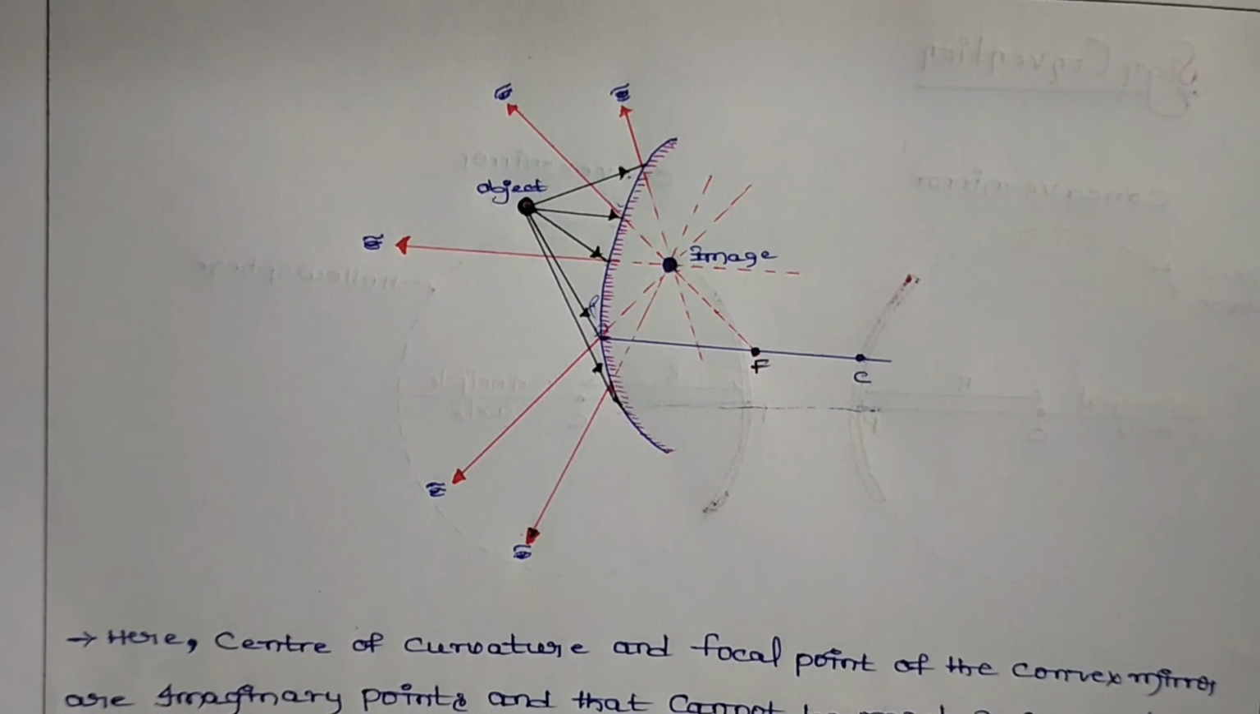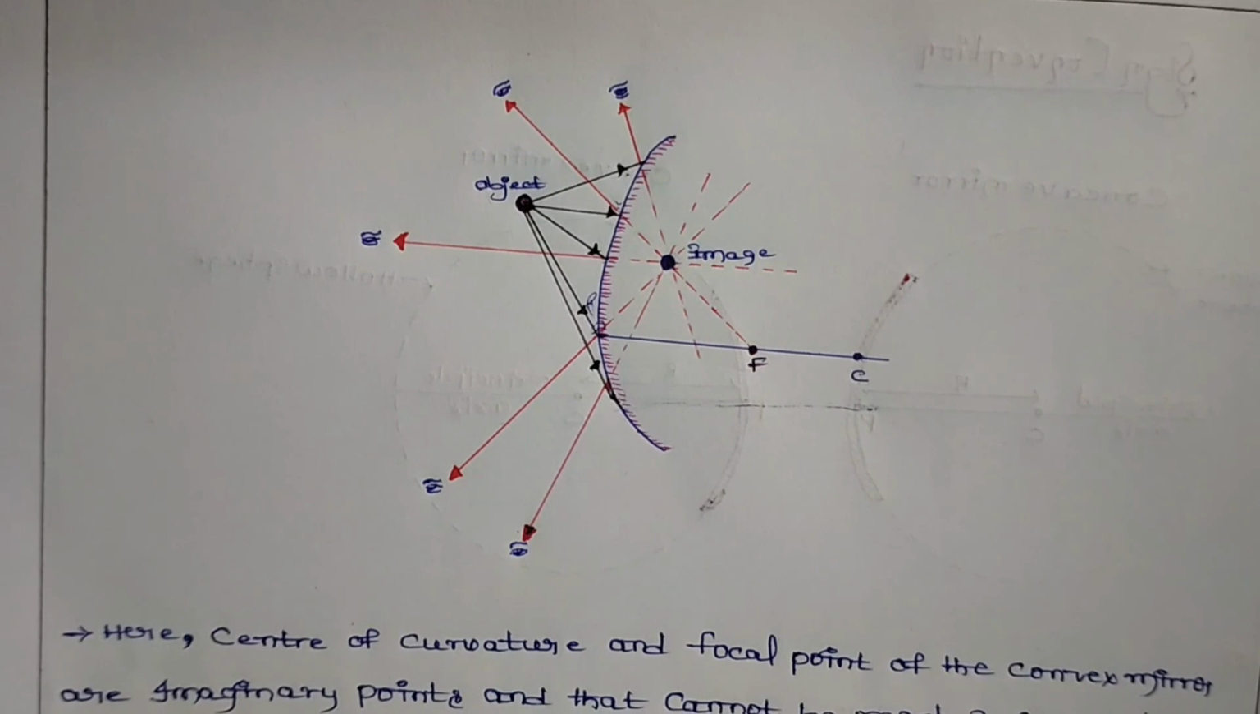In the case of convex mirrors, examples are in hospitals, roads, ATM centers, and rear view mirrors. In vehicles we use rear view mirrors now. Those mirrors are examples of convex mirrors. So this is the simple topic.